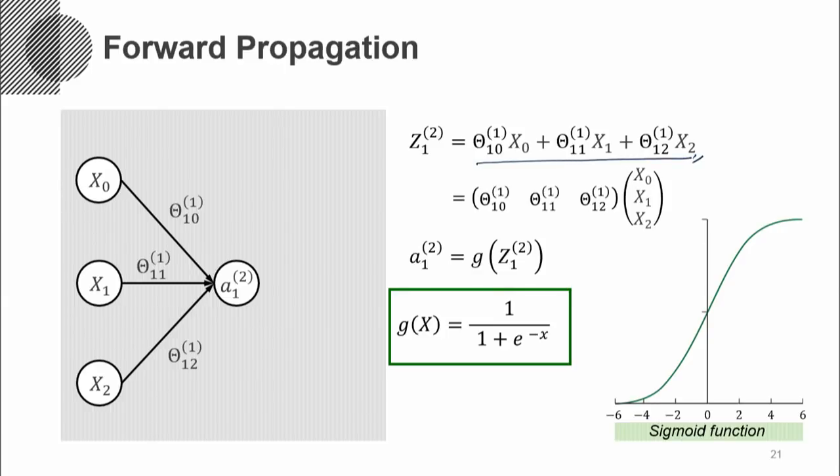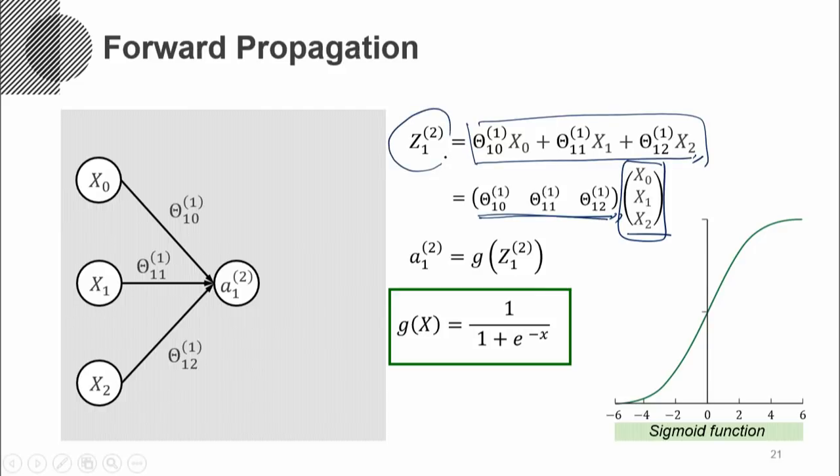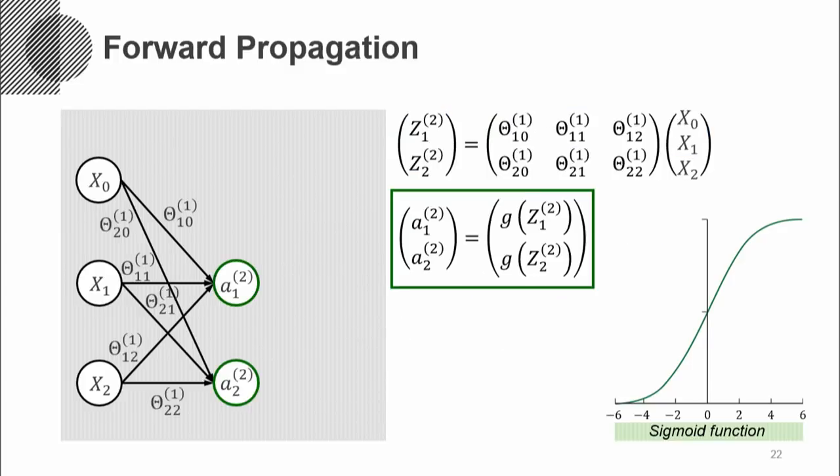And this linear combination can be compactly represented by the inner product between two vectors, where we have the row vector containing the parameter values and also the input vector. After doing this inner product, we obtain the linear combination, and this output is given as an input to the nonlinear activation function. And if we have two nodes, the first node will have its own linear combination representation, and the other one will also have its own representation.